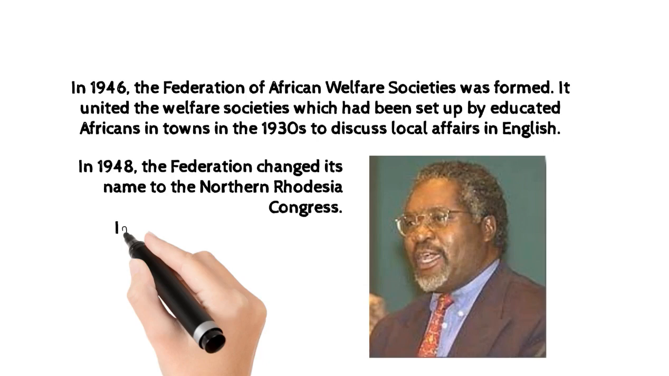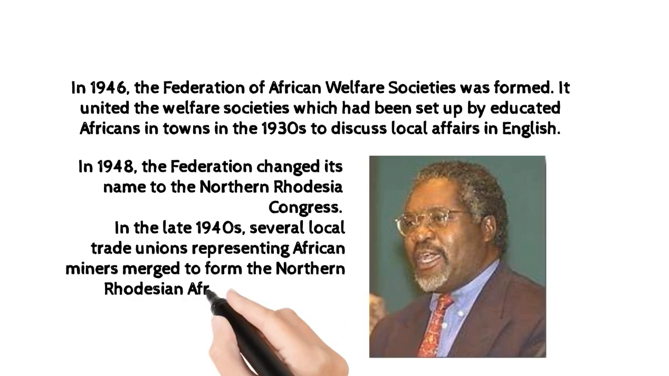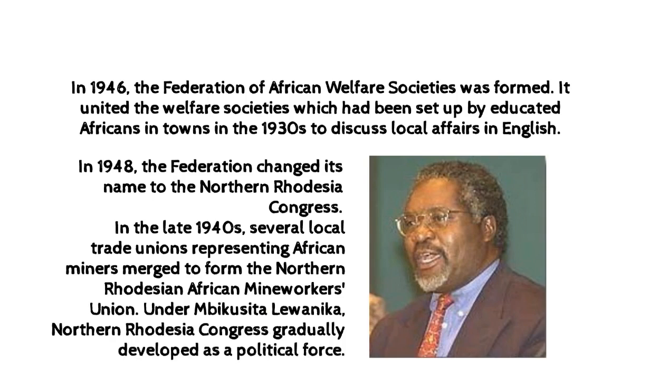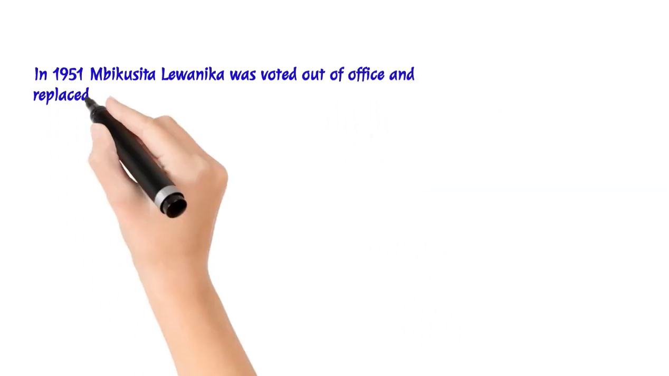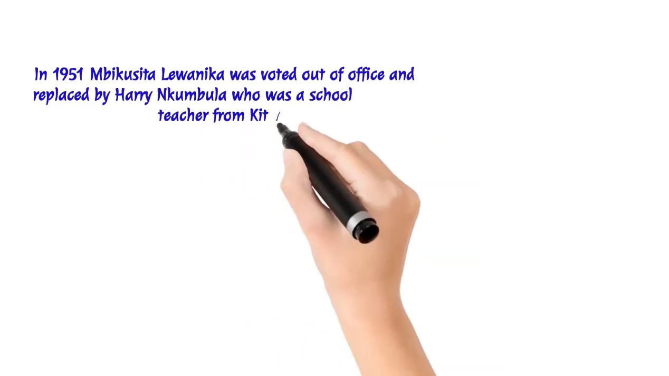In the late 1940s, several local trade unions representing African miners merged to form the Northern Rhodesian African Mine Workers Union. Under Mbikusita Lewanika, Northern Rhodesia Congress gradually developed as a political force. In 1951, Mbikusita Lewanika was voted out of office and replaced by Harry Mwaanga Nkumbula, who was a school teacher from Kitwe.